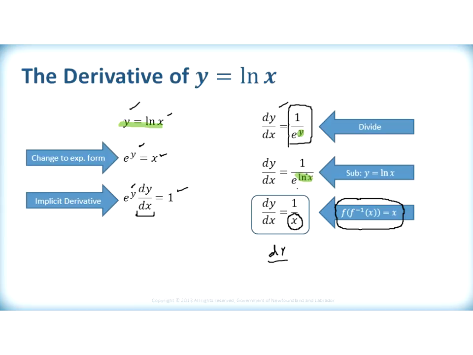So the derivative here, dy over dx, is just 1 over x. Rock and roll. Let's see what's next.